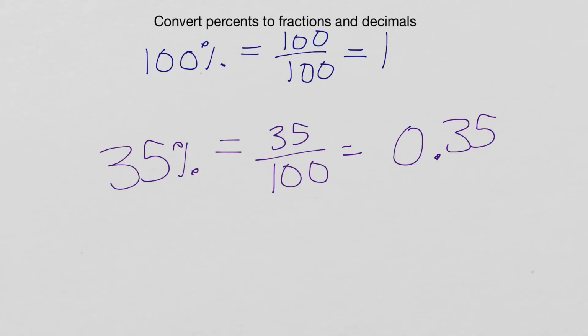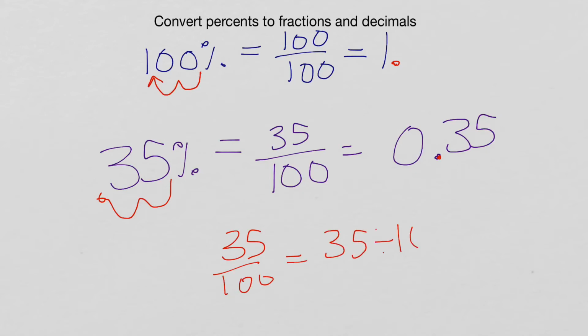One way to convert from a percent to a decimal is to realize that our place value moves 2 place values to the left. Another way is to convert this to a fraction first and then divide. So 35 hundredths equals 35 divided by 100, which is 35 hundredths.